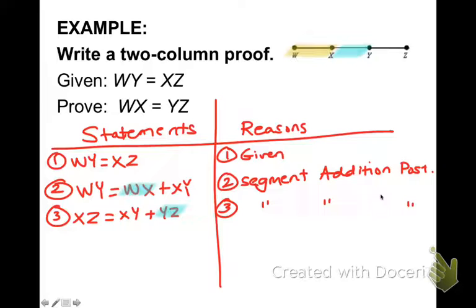Do I have the left sides the same? No. Does this equal this? No, but can I make this equal this? Yes, by using what property? Not transitive yet. Substitution, right. So I'm going to rewrite line 3, but instead of XZ, we're going to rewrite it WY is equal to XY plus YZ.